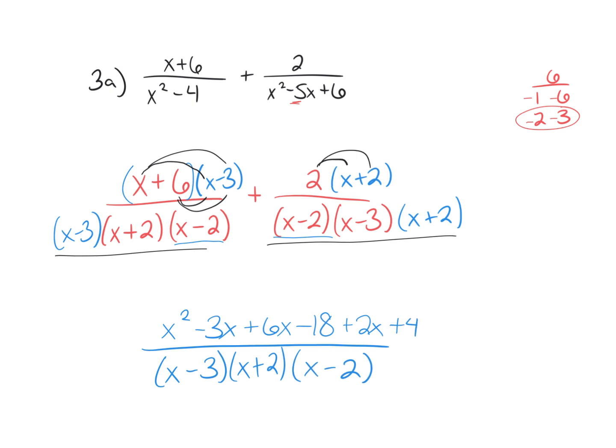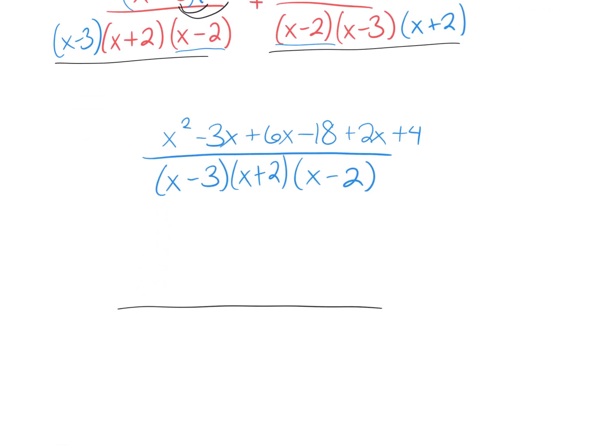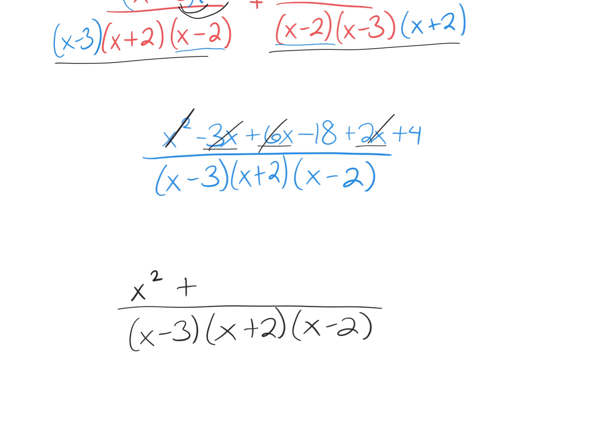Now, can we combine like terms? Yes, so I'm going to keep my denominator always. So we have x minus 3, x plus 2, x minus 2. Combining like terms on the top, does x squared have a like term? Nope, so I'm going to keep x squared. Now I'm going to combine my x's. What's negative 3x plus 6x? 3x. 3x plus 2x? 5x. So plus 5x. And then negative 18 plus 4. Negative 14.